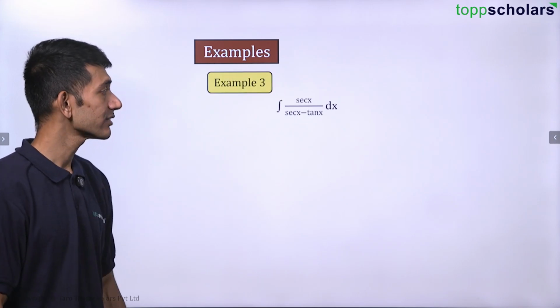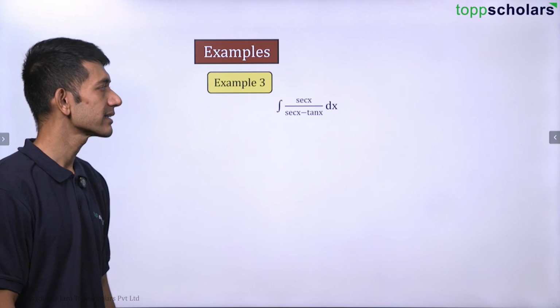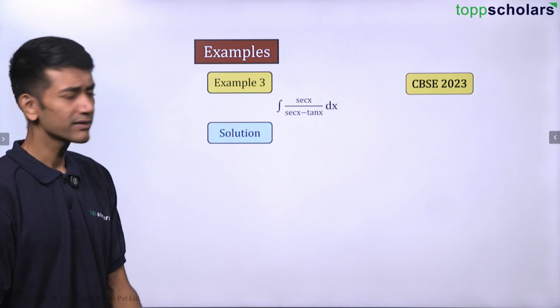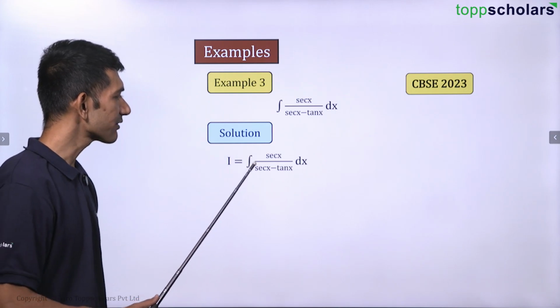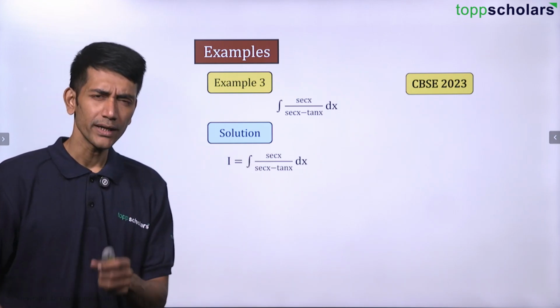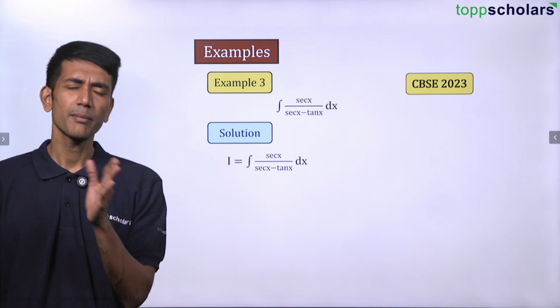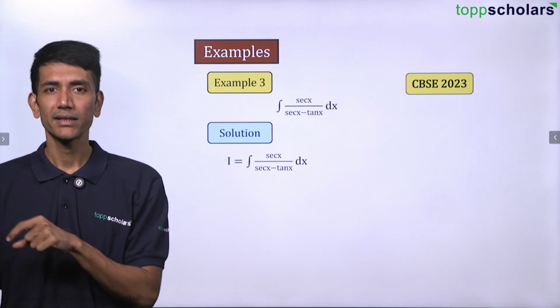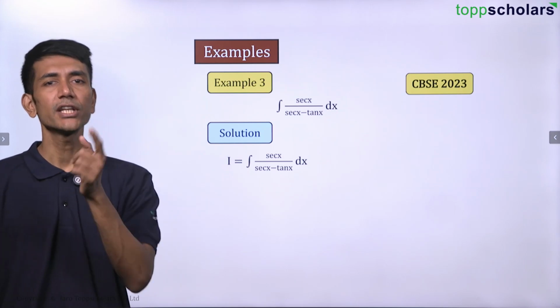Simple. Let's continue. Now we have integration of sec x by sec x minus tan x dx. Now understand this. This is an interesting question. Obviously, it is very simple. So we have sec x by sec x minus tan x. So whenever you get the combination of sec minus tan, always remember, you multiply it with the conjugate.